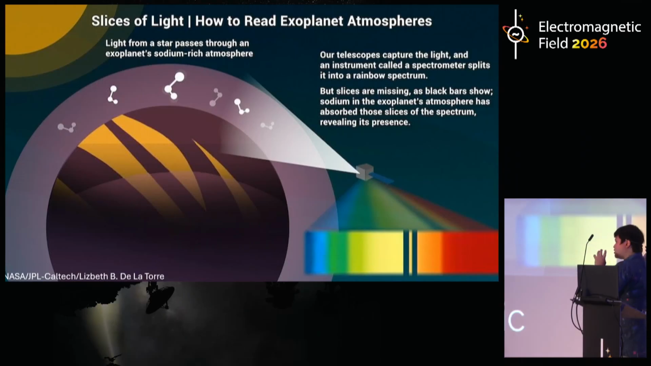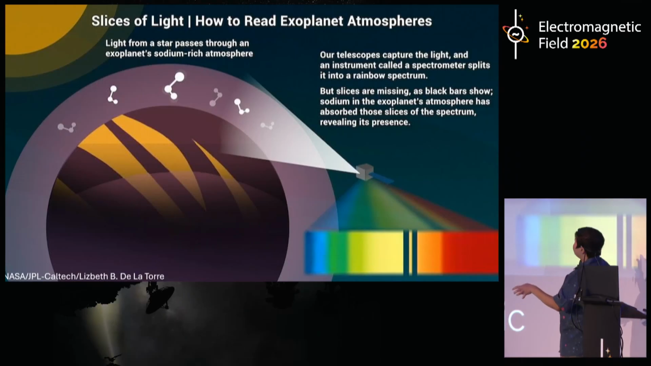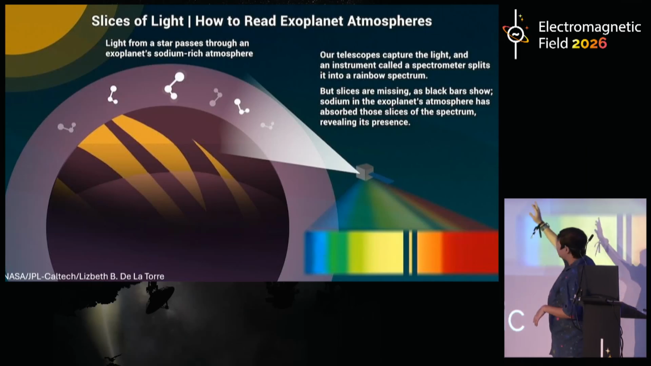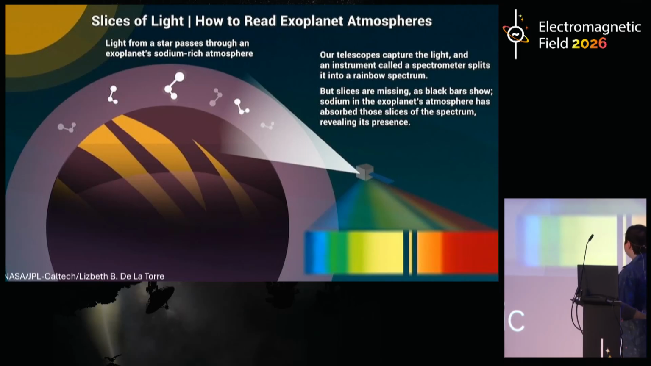The star's light would get absorbed by the different gases in the atmosphere of the exoplanet, and then we'll see dark lines like this, so they've been absorbed. By looking at where those dark lines are, we can figure out what gases there are in that atmosphere, and potentially find signatures for life on that exoplanet, which is very, very exciting.